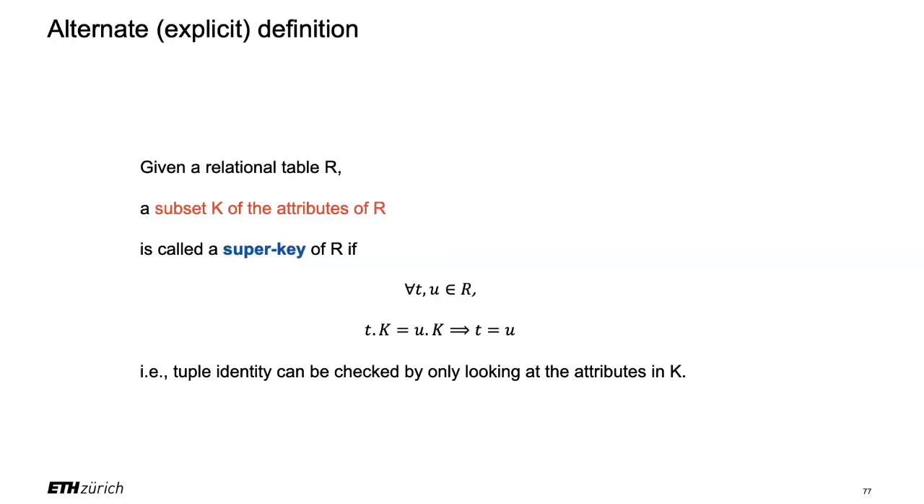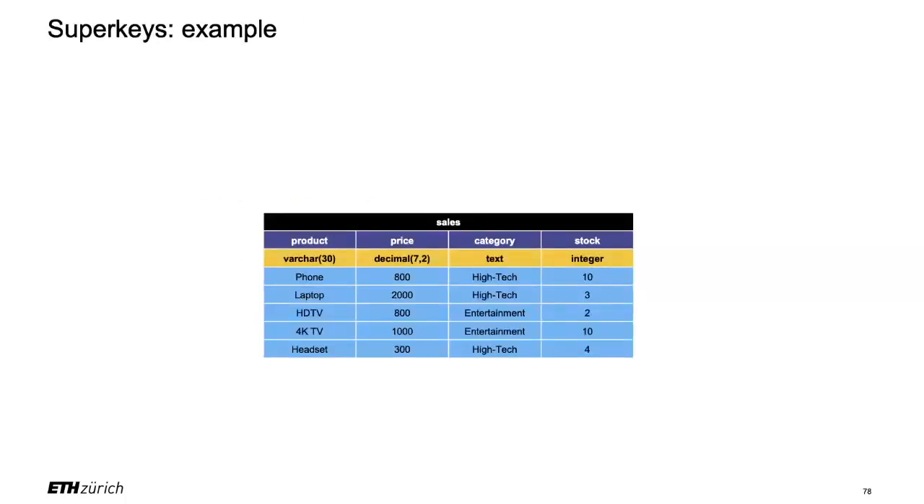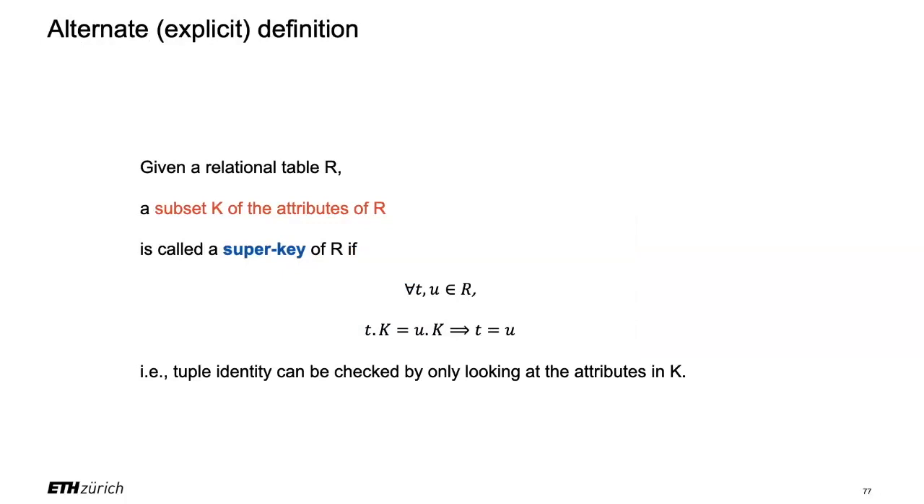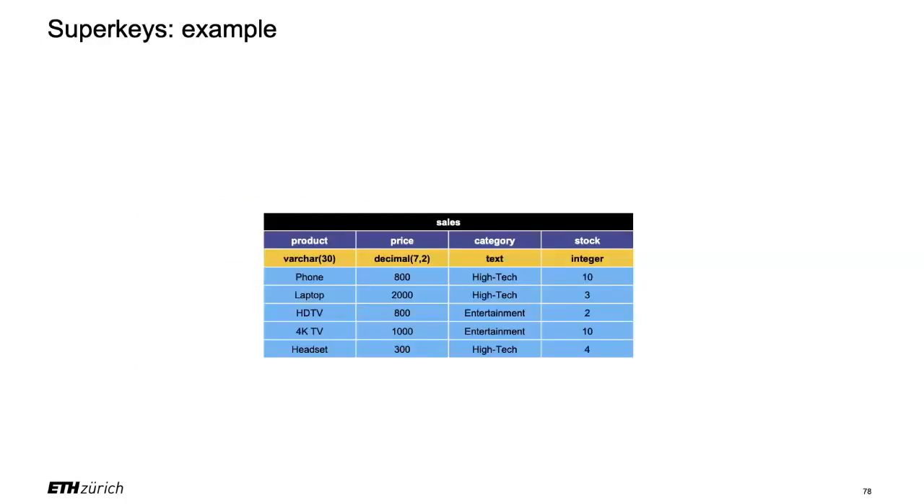If I express it differently, but you will see it's just another way of looking at it, it means that if I take any two tuples, T and U, if T and U agree on K, then T and U are the same. The only way two tuples can agree on all values for the attributes in a super key is if they are the one and same tuple, right? So you can check if two tuples are the same just by checking on K, on the super key.